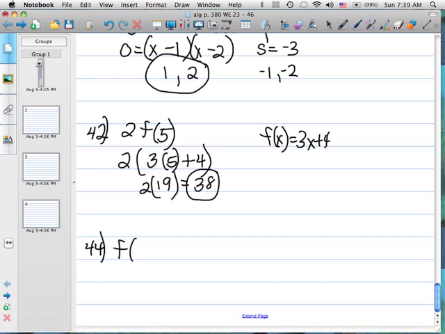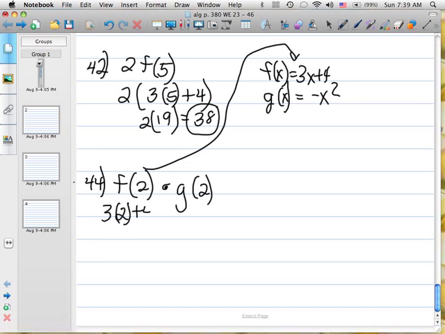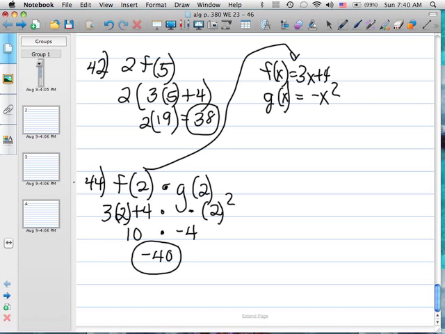44, we have f at 2 times g at 2. Now remember, g of x is the opposite of x squared. So let's do f at 2. We're going to put 2 into this function. So we have 3 times 2 plus 4, which is 6 plus 4, which is 10. Then we're going to do g at 2, which is the opposite of 2 squared, which is negative 4. So it's 10 times negative 4, which is negative 40.